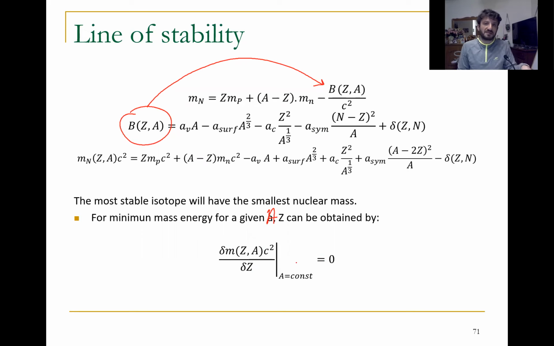We have a minimum value of M. It must be a constant. For each value of A, we have only one minimum value. So we differentiate M in terms of Z, and it must be equal to 0.